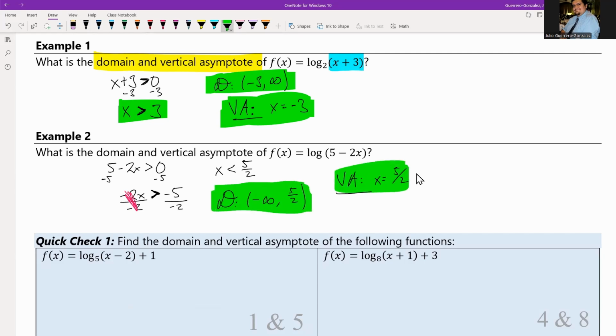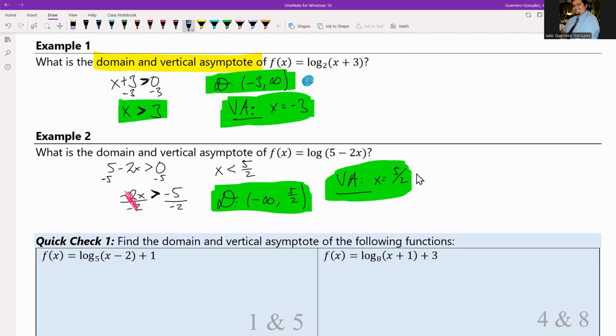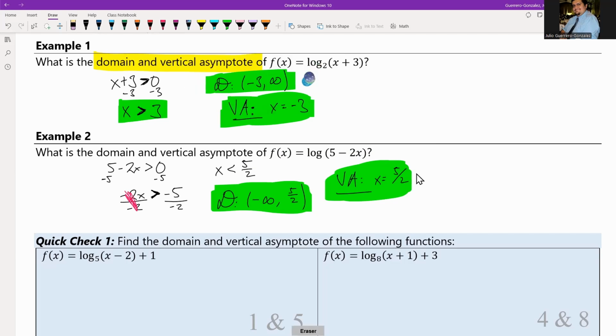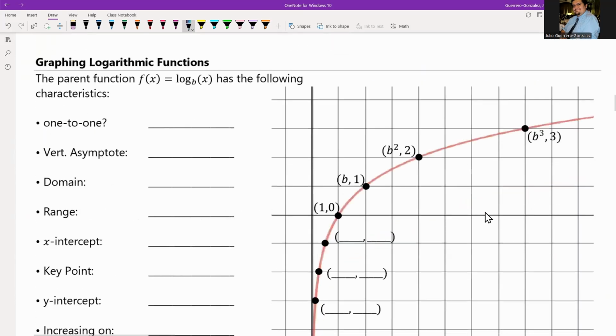Okay, so that means if you graph both of these, if you graph this one and this one, we are going to have vertical asymptotes here and here, and the x values won't go before that or that. All done. Okay. What comes up next? Quick checks. I'm going to have you guys try these out.